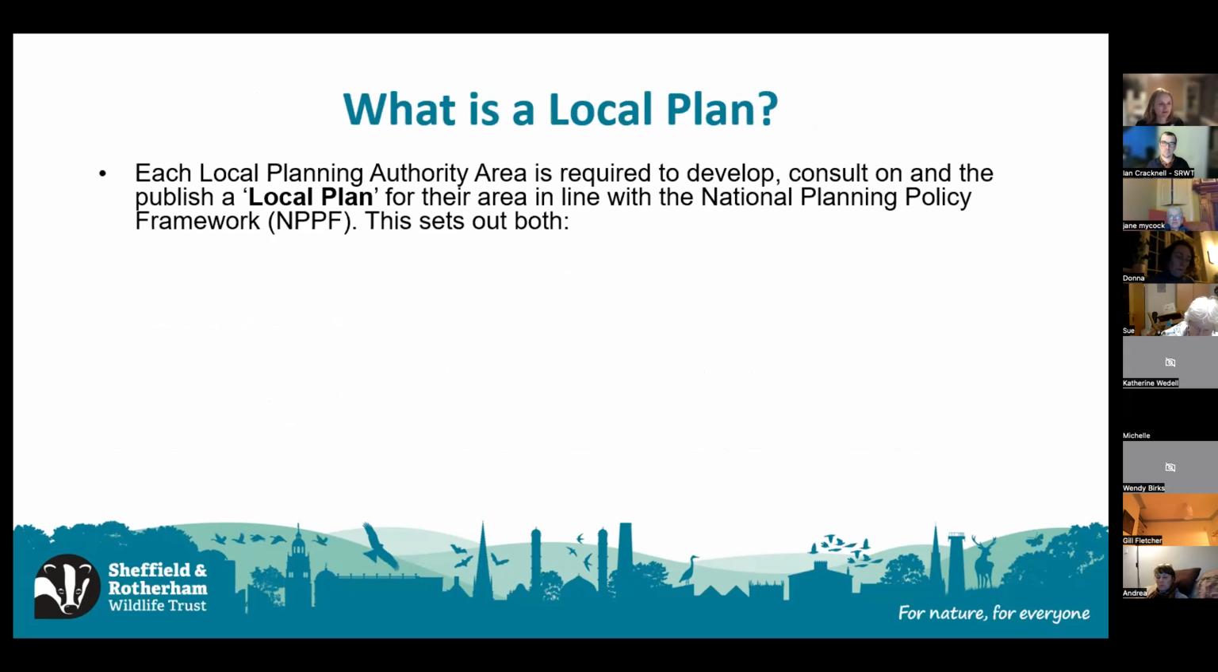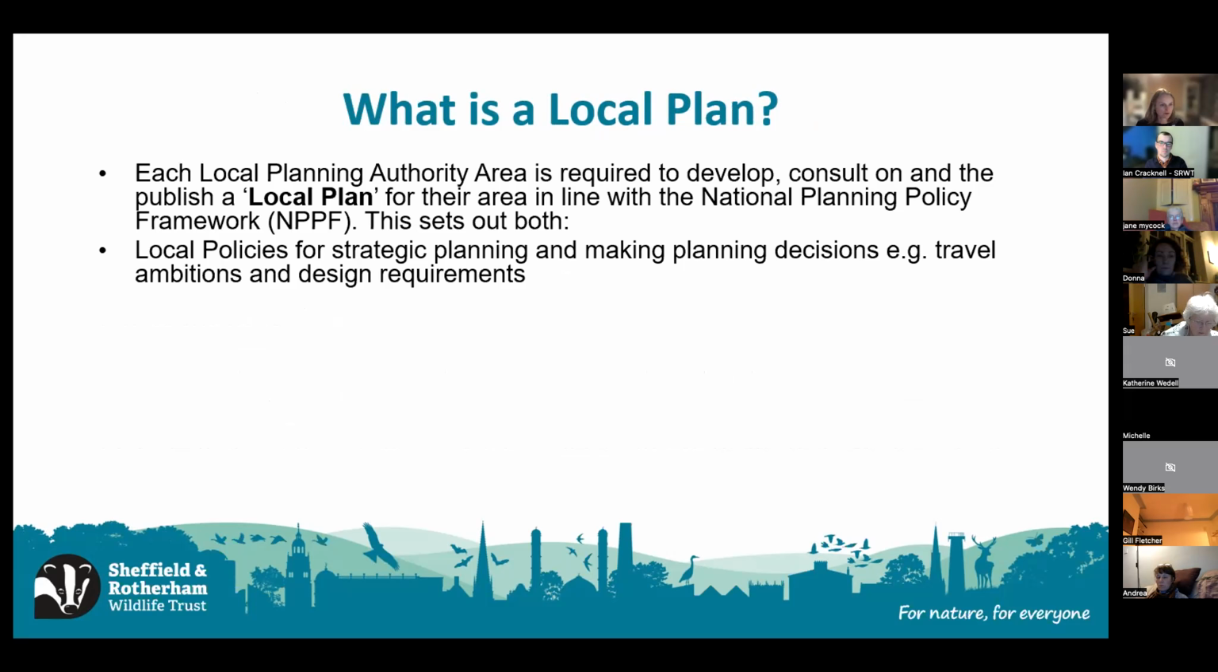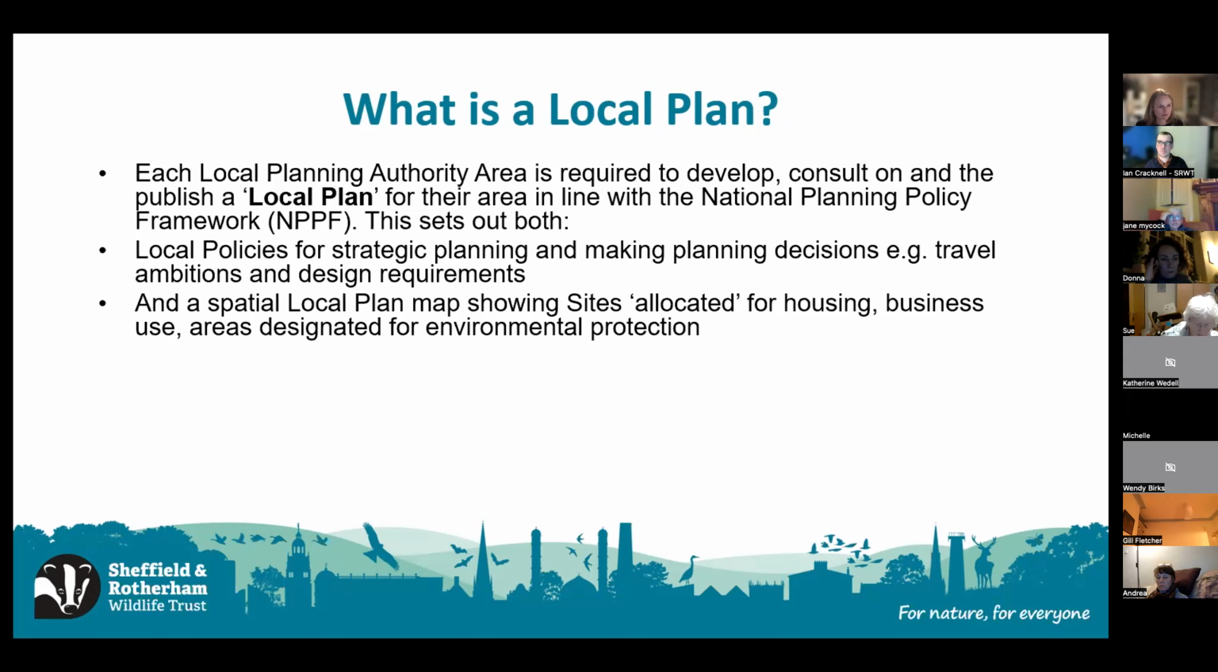So the local planning authorities have to create a local plan in line with the National Planning Policy Framework, NPPF, which is a government document about national planning policy. The local plan sets out the policies for strategic planning and making planning decisions, things like travel ambitions, design requirements, and a spatial map showing sites that are allocated, and that's a specific word, allocated, for housing or business use generally. And then other areas might be designated for things like environmental protection.